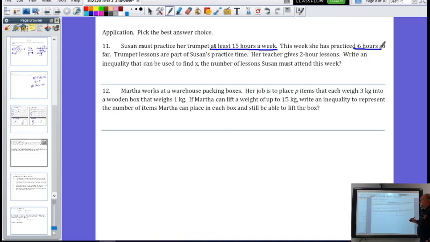That's a constant. Trumpet lessons are part of Susan's practice time. Her teacher gives 2-hour lessons. Write an inequality that can be used to find X, the number of lessons Susan must attend this week. So in this question, it tells us what our variable is. It says, find X, the number of lessons Susan must attend.